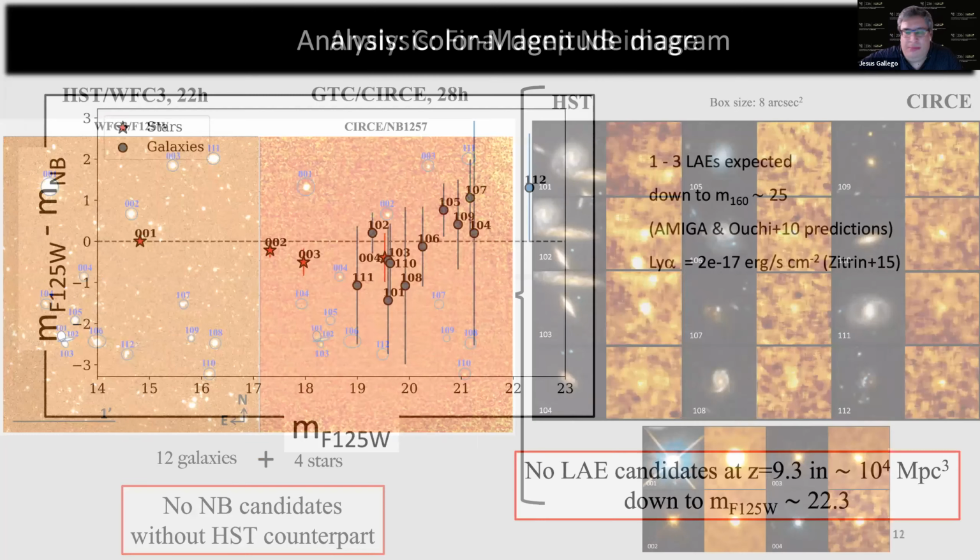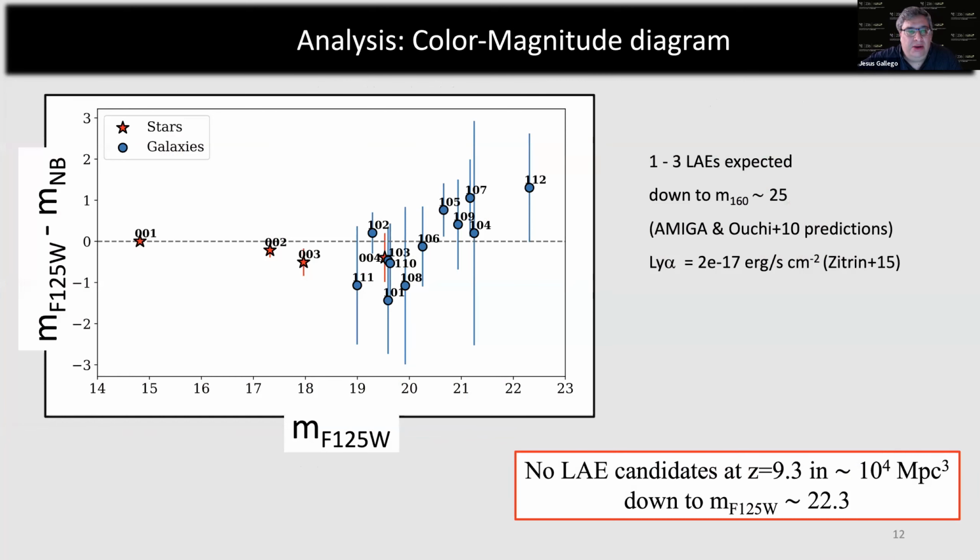This is the color magnitude diagram. In red are the stars, in blue are the galaxies. But again, even if we were expecting 1 to 3 Lyman alpha emitters down to AB magnitude 25, we realized that we were reaching only about 22.5 AB magnitude. So no Lyman alpha emitters were identified.